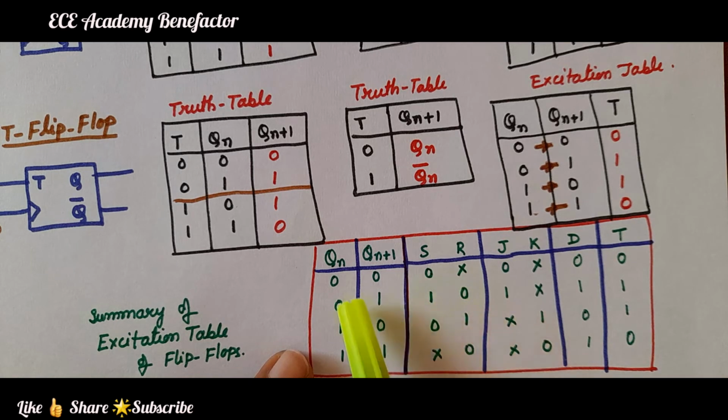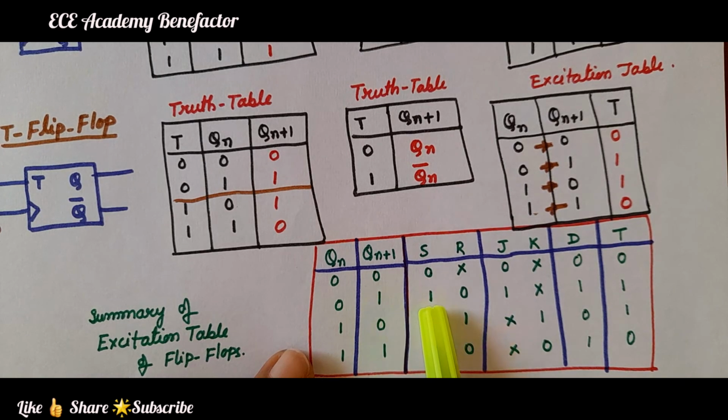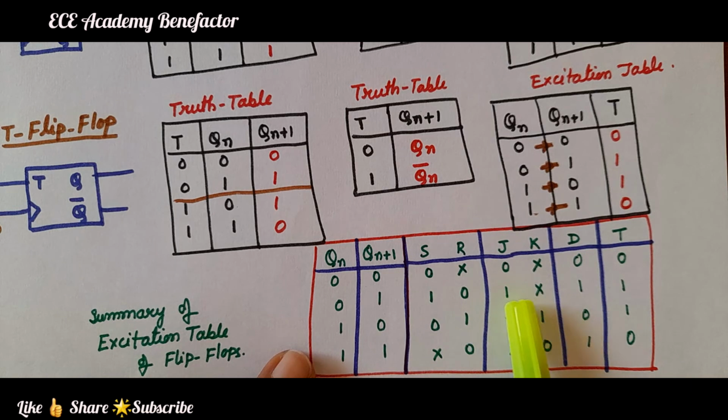Coming to SR, 0 0 is 0x, JK also is 0x. For 1 1, it is x0, x0. Coming to 0 1, that is Qn plus 1 is the next state. Qn plus 1 is 1 means it is the set state. Set means definitely S will be 1, R will be 0. Here Qn plus 1 is 0, so S will be 0, R will be 1. So, for JK it will become 1x and x1.